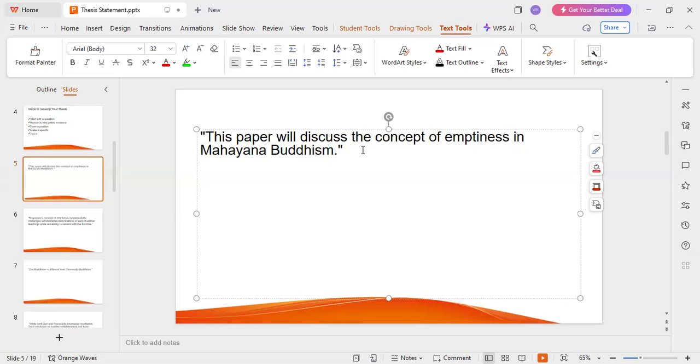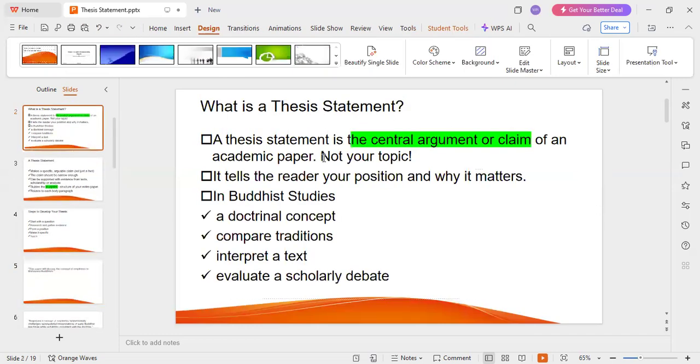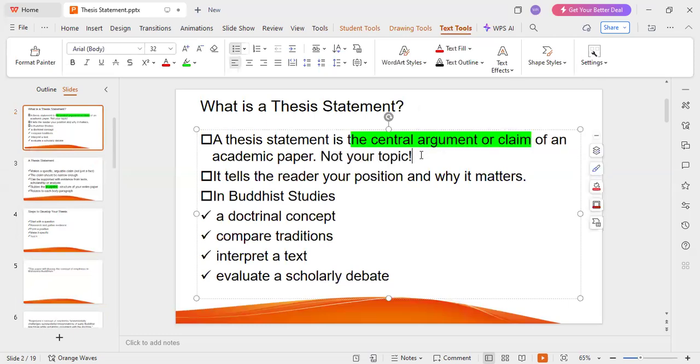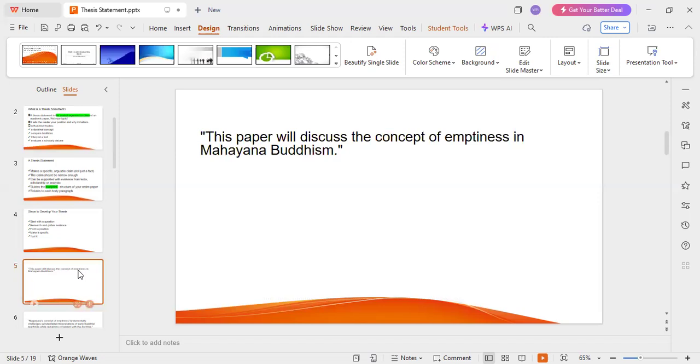And on the other hand, don't you think this kind of announces a topic, right? That is the first thing we discussed here. This should not be your topic. You are just repeating your topic. Everybody knows your topic, so you don't have to repeat it. It just announces a fact or a topic, so there is no argument here. When you say this paper will discuss the concept of emptiness in Mahayana Buddhism, there's no argument. You're just presenting a fact.